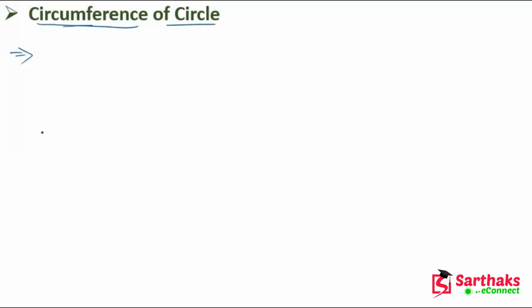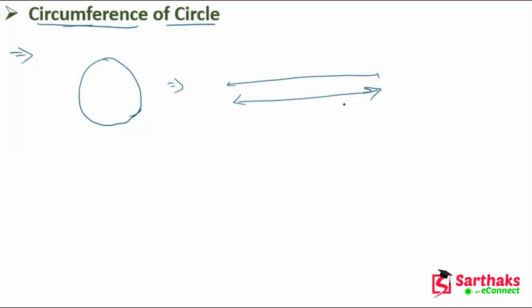Okay. If we open the circle to form a straight line, then the length of the straight line is the circumference. Okay, let's suppose we have a circle like this, and if we open it into a rope, so the length of the rope is what? Length of the rope is circumference of a circle. Okay, my dear friends, I hope you get this point.